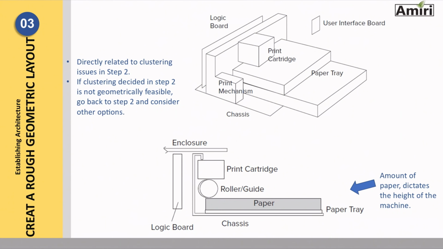Creating a geometric layout forces the team to consider whether the geometric interfaces among the chunks are feasible, and to work out how the basic dimensional relationship among the chunks exists. For example, here, by considering a cross-section of the printer, the team realized that there was a fundamental trade-off between how much paper they can store in the printer and the height of the machine overall. So the amount of paper, based on this geometric layout, would directly affect the overall dimension of the printer.